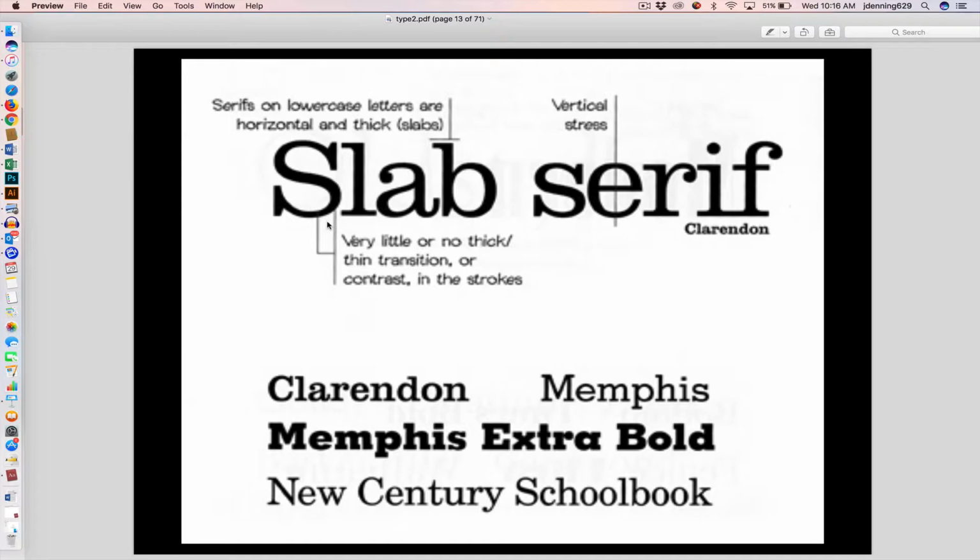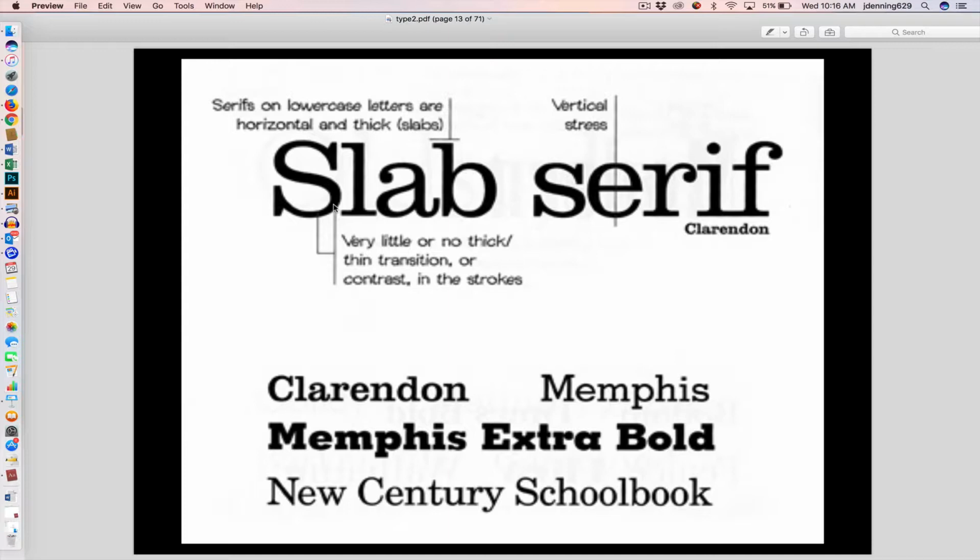There's a little bit, so it's a thin transition. So the thickest part of the letter is not that much different than the thinnest part. And there's definitely these pronounced serifs on the lowercase letters. They're very thick and pronounced, and there's a vertical stress in the thick-thin transitions. And so this family, or fonts in this family, are actually pretty legible.